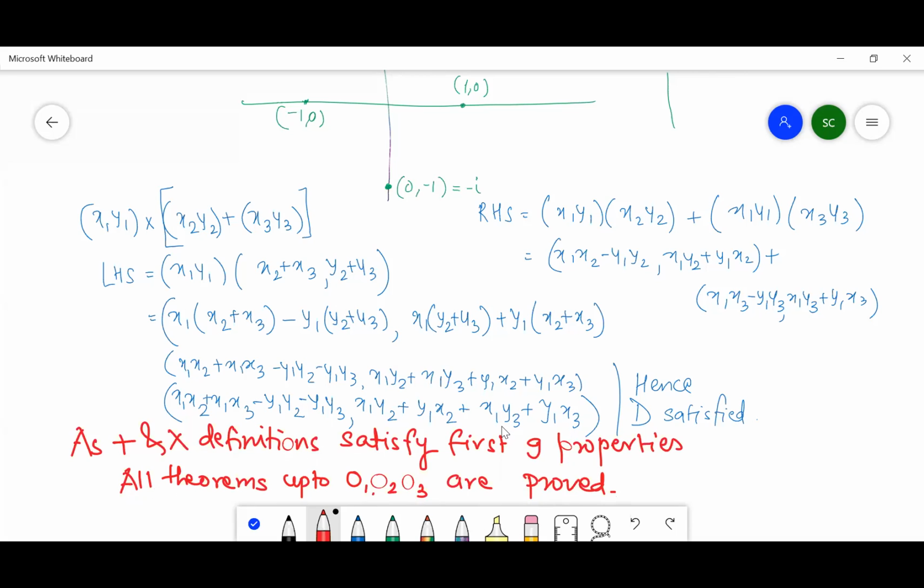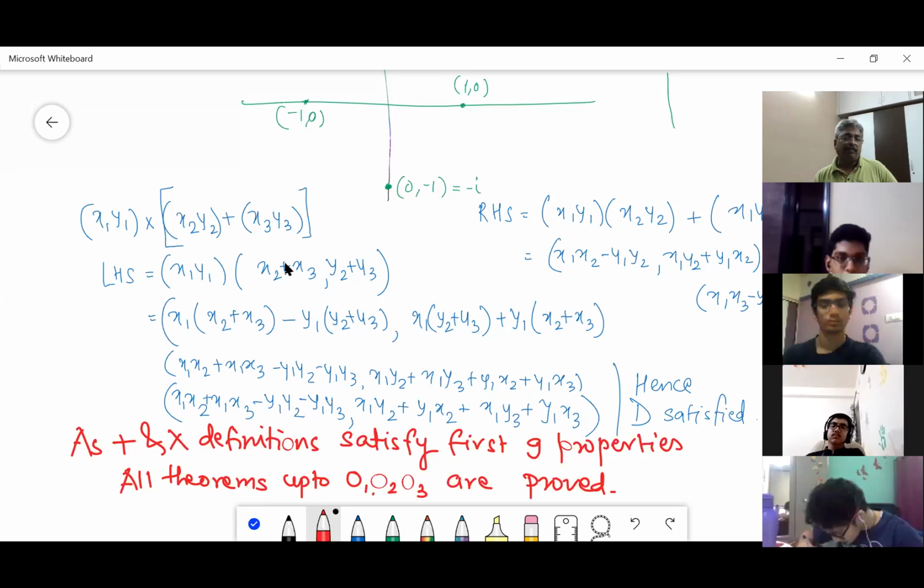Annihilation theorem will work for complex numbers. Left cancellation law will work. Uniqueness of additive identity, yes, it will work. Uniqueness of additive inverse, yes, it will work. All these theorems that we have proved up to O1, O2, O3 will go through without any problem.